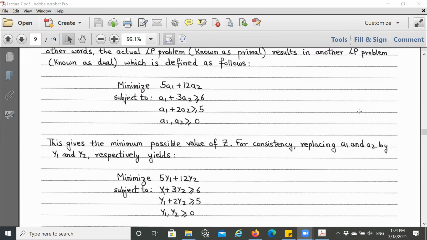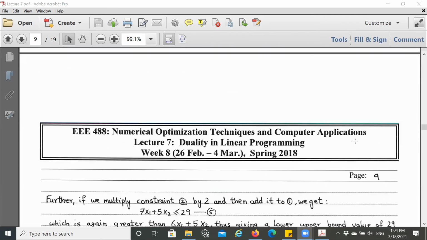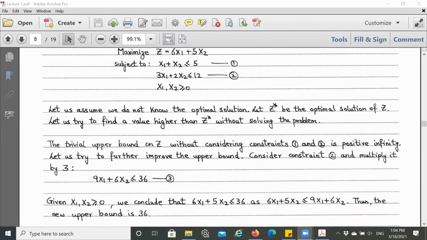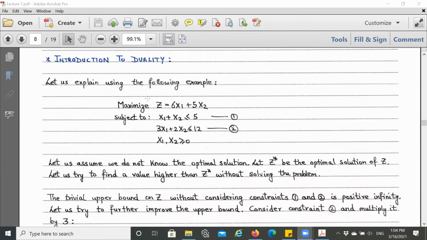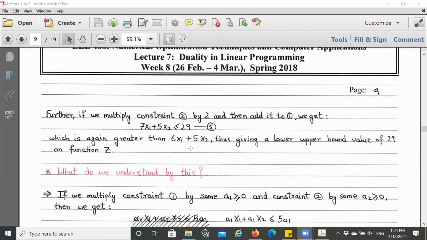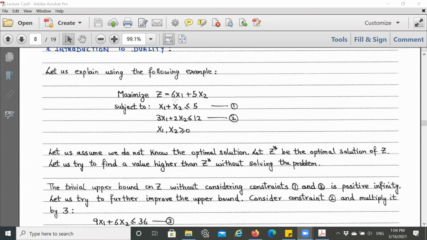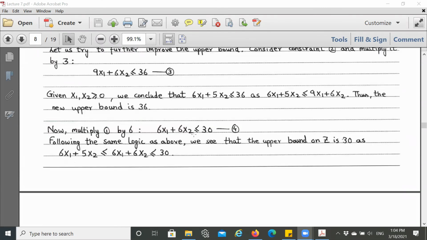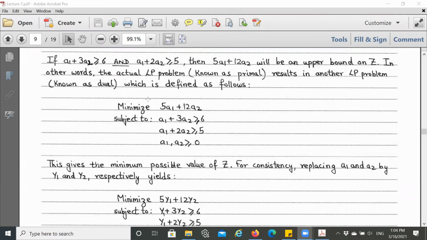So basically, what I've done is I have found an alternative way to solve this problem. Over here, it was a maximize problem where I'm increasing Z, and the constraints were less than or equal to. I've converted this into a problem where I want to minimize something, which was a bound on Z, and the constraints are now greater than or equal to. Interesting?